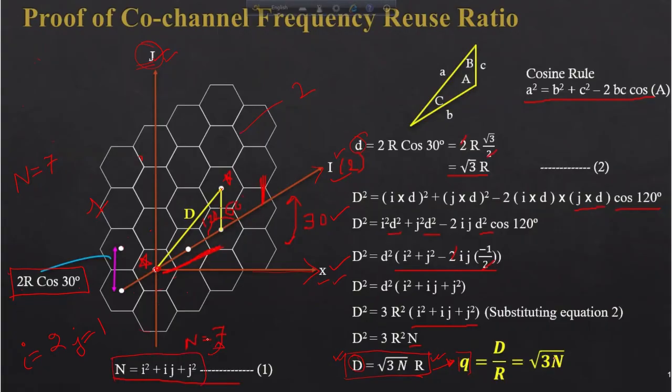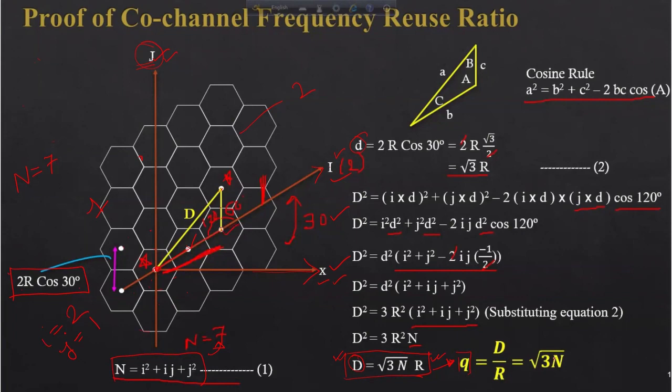Now for these 7 cells, if we consider this cell, we have to go in the I direction. How many units? 2 units, because the value of I is equal to 2. So I will go like this. I equal to 1, I will get this point. Then I equal to 2, I will get this point.